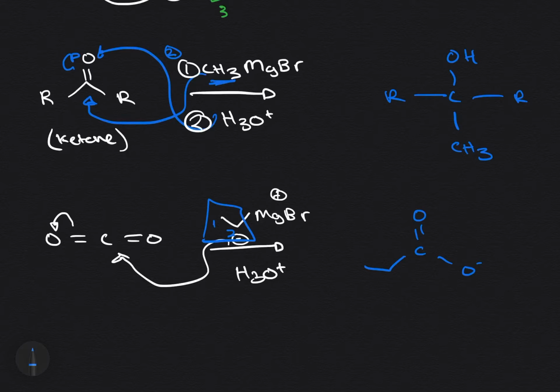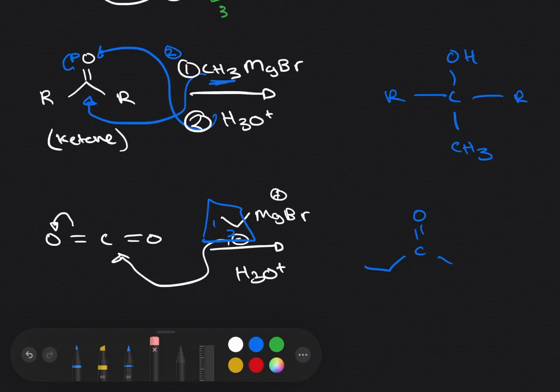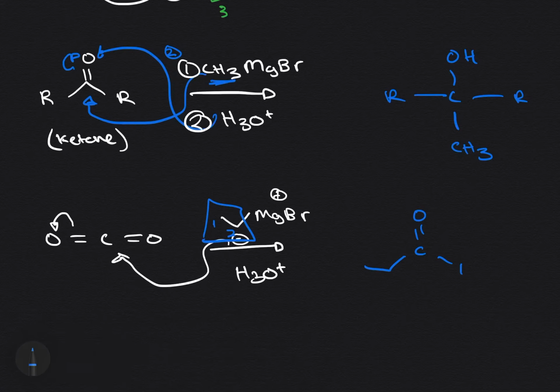And then we know that our O minus would get protonated from the dilute acid. So you would be left with the carboxylic acid. So we can't react Grignards with carboxylic acids, but we can use them to form a carboxylic acid.